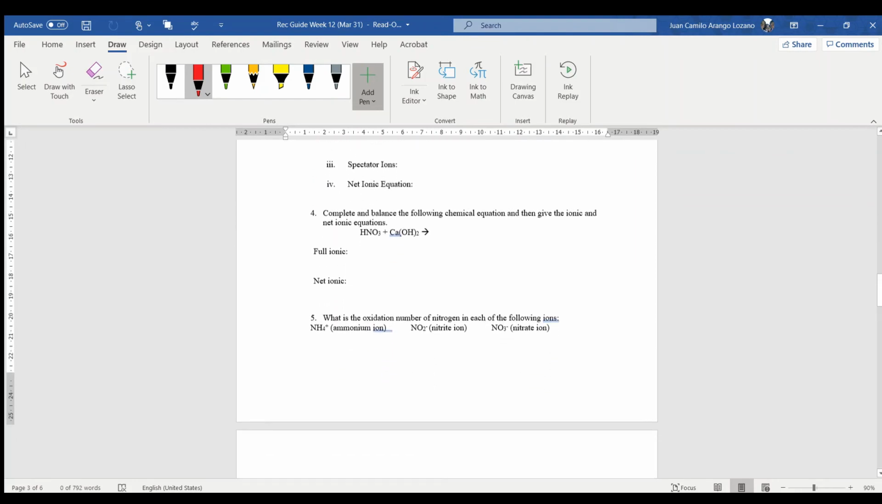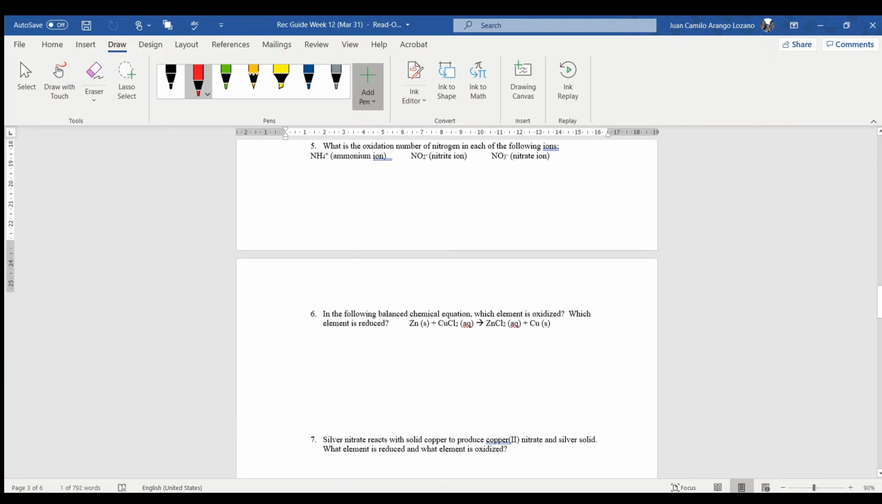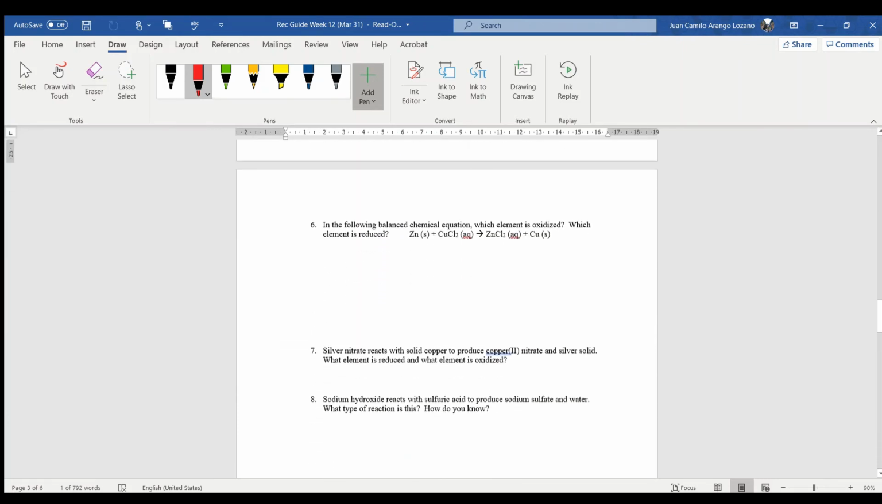Okay, moving forward. Now they are asking me in this case to, let me see which other one would be relevant. Okay, so number 6, in the following balanced chemical equation, which element is oxidized and which element is getting reduced? That's what they are asking me in this case. So let's go over that. If you recall, this is the reaction. I'm just going to write it down.